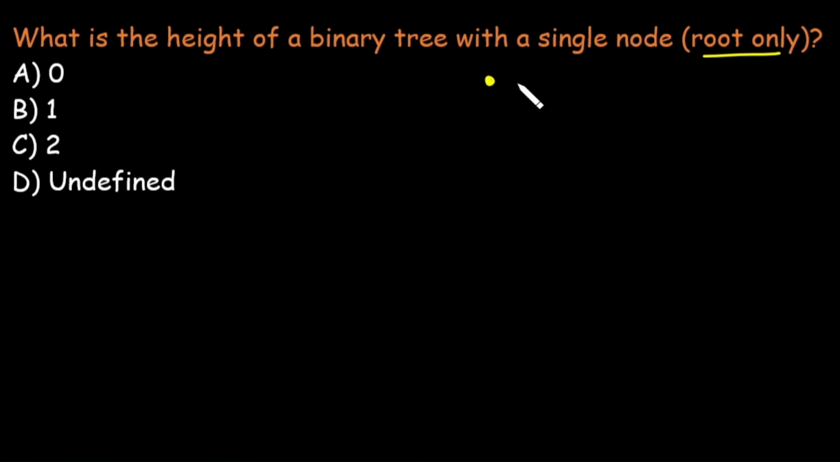What is the height of this tree? Remember that the label starts from 0 in the tree. So root is always at the level 0. Now maximum level, that is also 0. Hence option A is correct.